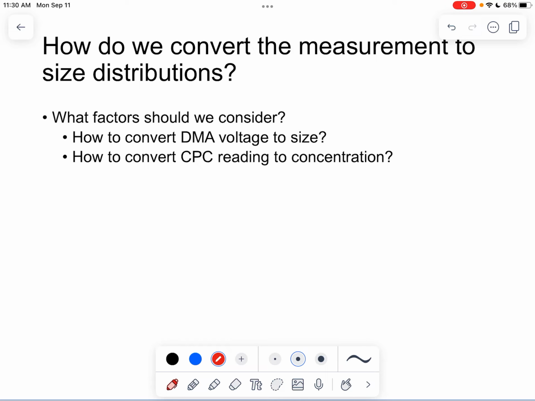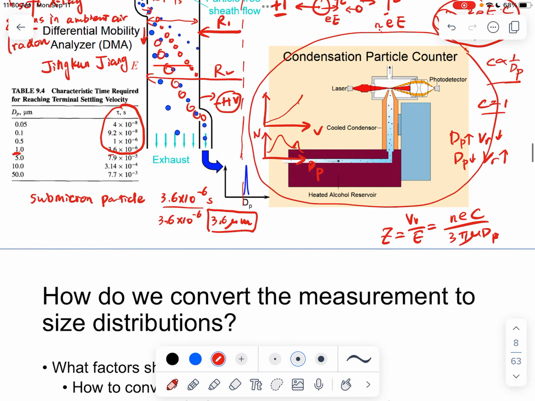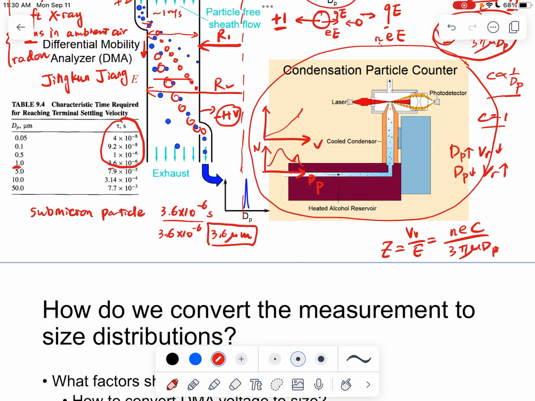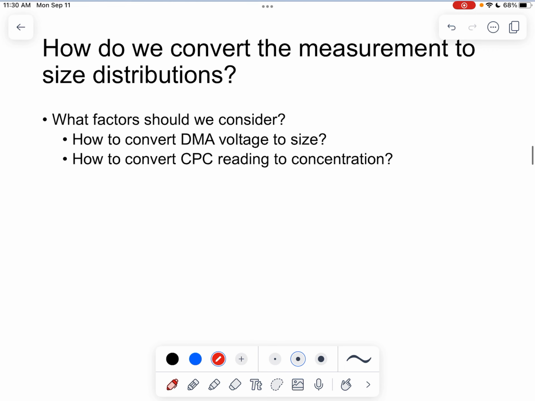And to convert these controls or signals to the size distribution, there needs to be some calculations, because this is not the real size distribution, right? Because right now you only have the voltage, you don't have the particle size, and you have a CPC signal that corresponds to particles with the same electrical mobility. There can be larger particles carrying multiple charges, and there can be smaller particles carrying a single charge. So how do we convert these signals to the size distributions?